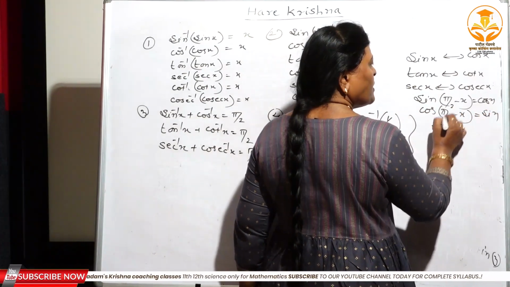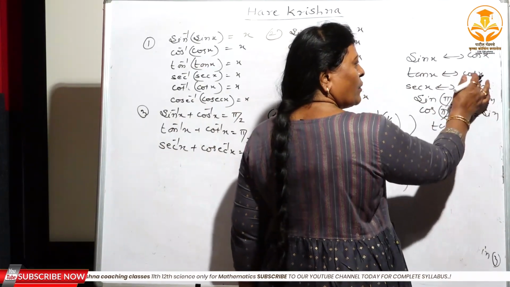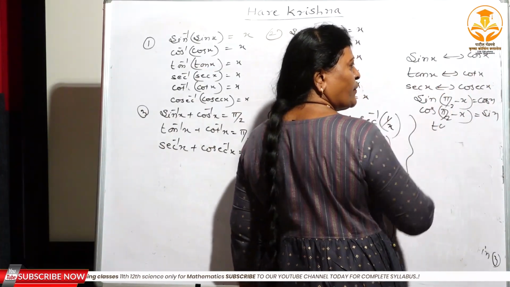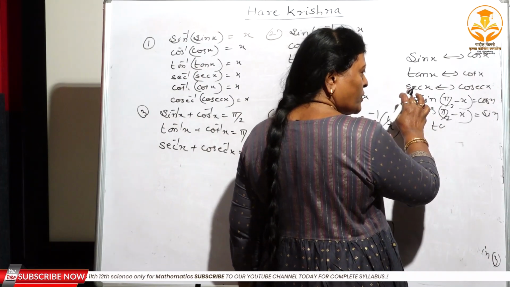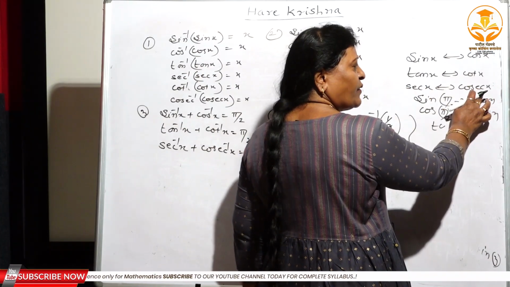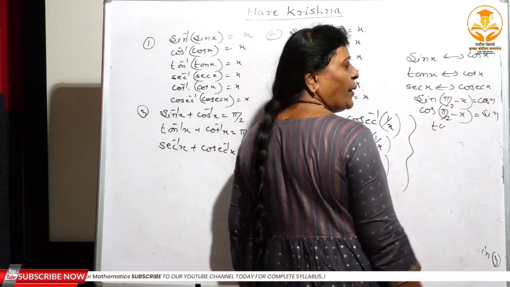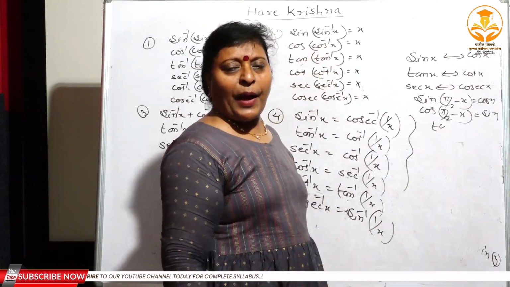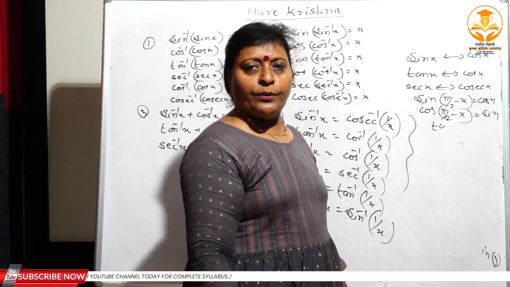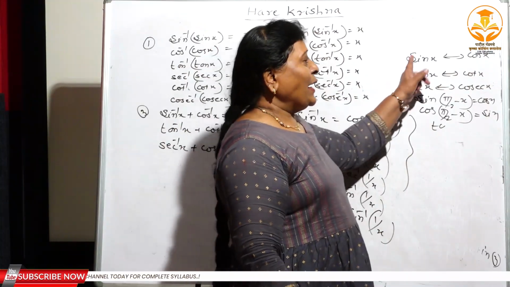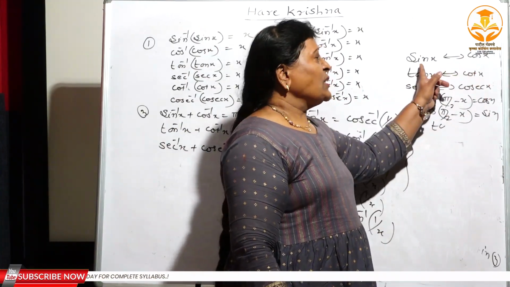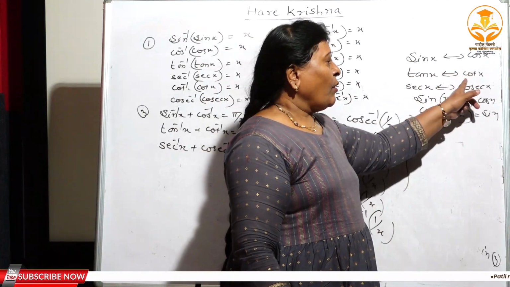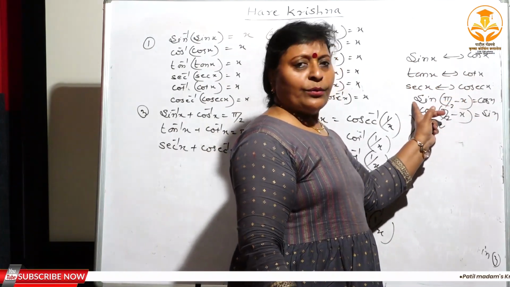Tan of pi by 2 minus x is always equal to cot x. Cot of pi by 2 minus x is always equal to tan x. Sec of pi by 2 minus x is always equal to cosec x. And cosec of pi by 2 minus x is always equal to sec x. Right? Therefore, whenever there is a pi by 2, 3 pi by 2, 5 pi by 2, 7 pi by 2, the sin is converted into cos, cos is converted into sin. Tan, cot, cot, tan, sec, cosec, and cosec, sec.